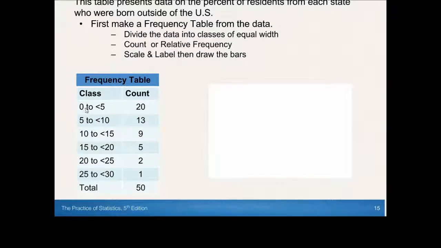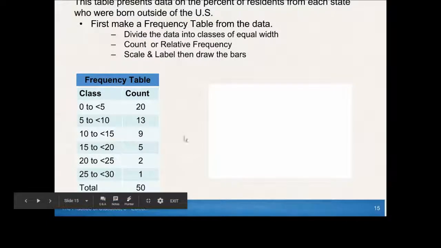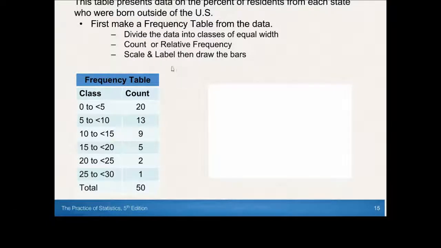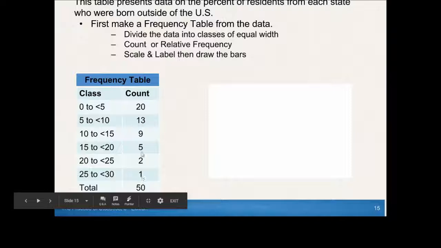They're all 0, 1, 2, 3, 4. So that would be 5, and then 5, 6, 7, 8, 9 would be the next, and so on. And then we count up the frequency that's occurring within that class. So then we have these. We count, or we could do a relative frequency, which would mean we would take 20 divided by 50, 13 divided by 50, and so on, so that we get a percentage here.